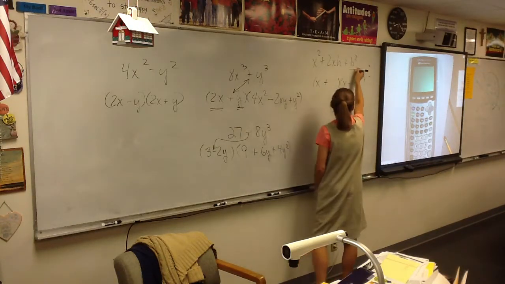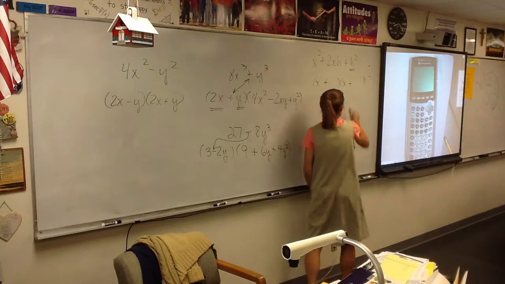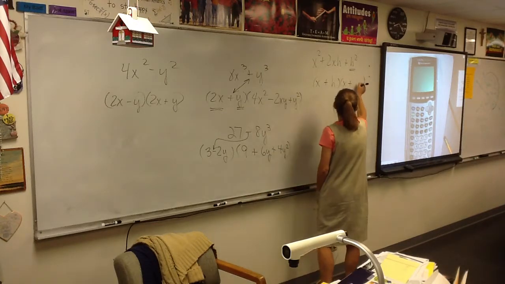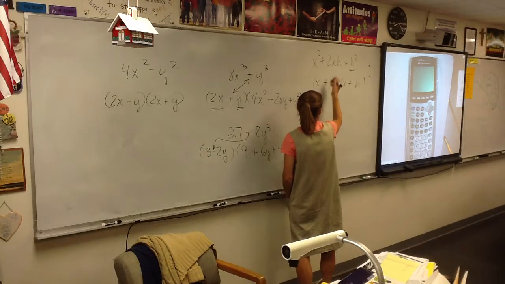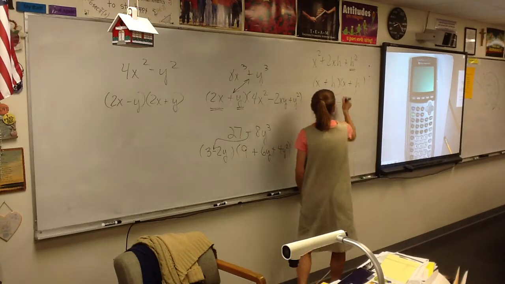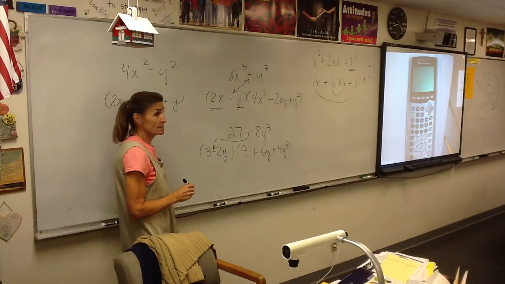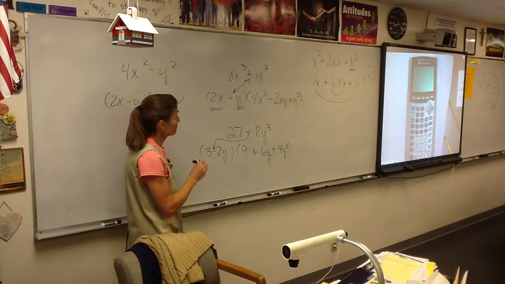Now, when I foil, this times this has to give me that. h and h. Now let's double check and make sure that gives us the middle term that we want. What do the outsides and the insides add up to? xh plus xh, 2xh. There it is.